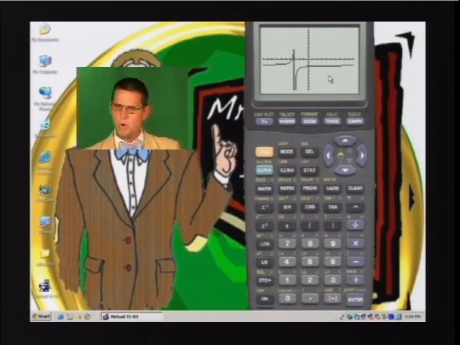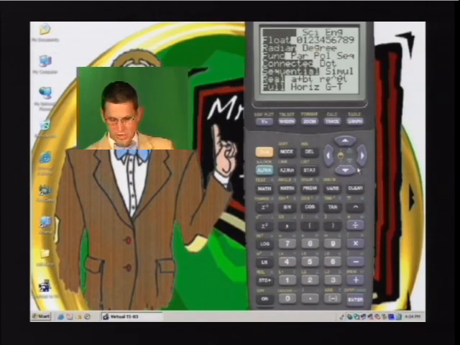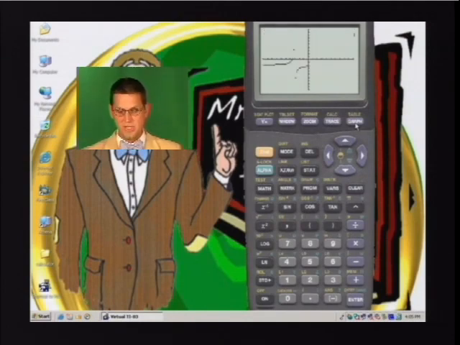Another way to do it, if you don't want to do the zoom 4, because you do have to play with the multiples of the x and y scale there, is you could do this. You can go to your mode, and instead of connected mode down there, you can graph it in dot mode. What that does is it actually plots the points that the calculator does before it connects them, and then it doesn't connect them at all.